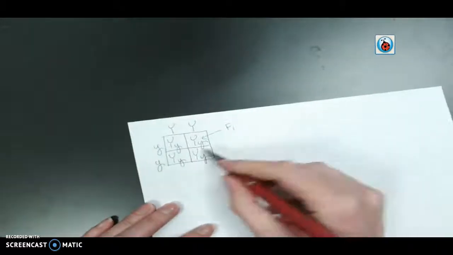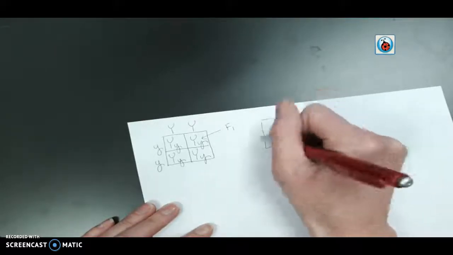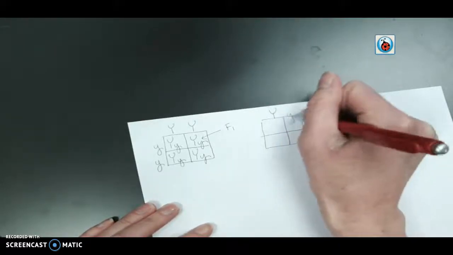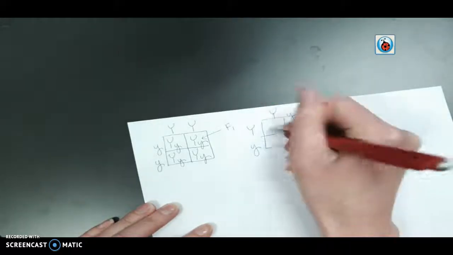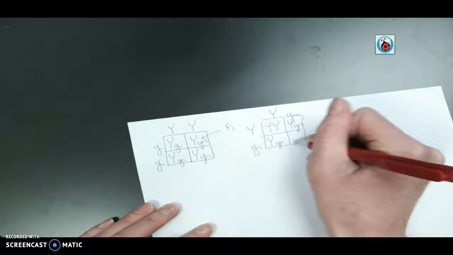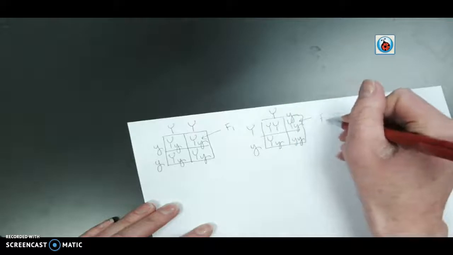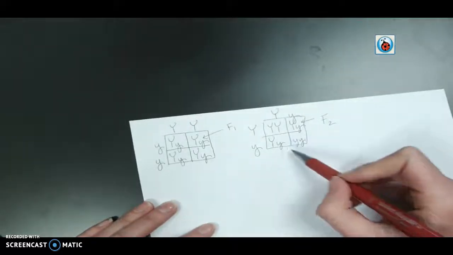So now I'm going to cross two of those and get my F2s. So to do that, I'm crossing two heterozygous. And here's what I get. So now everything in the boxes, those are my F2 babies. Now this is as far as we got in class.